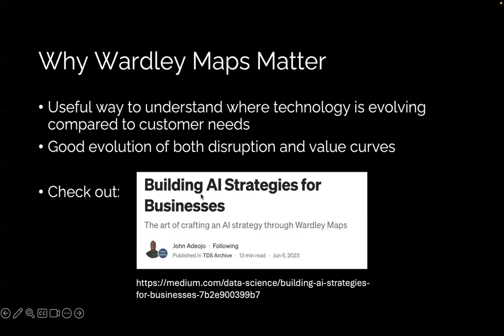I've talked about this a lot. This is actually a really good Medium post about it. Actually, Towards Data Science is generally really amazing. But if you look for building AI strategies for business from a guy named John Adejo, I think that's how you pronounce it, I really liked it. It's a couple years old, but it doesn't matter. It's the framework and the way of thinking that matters. So again, thinking about how it's evolving compared to customer needs or your own, good evolution of disruption and value curves.